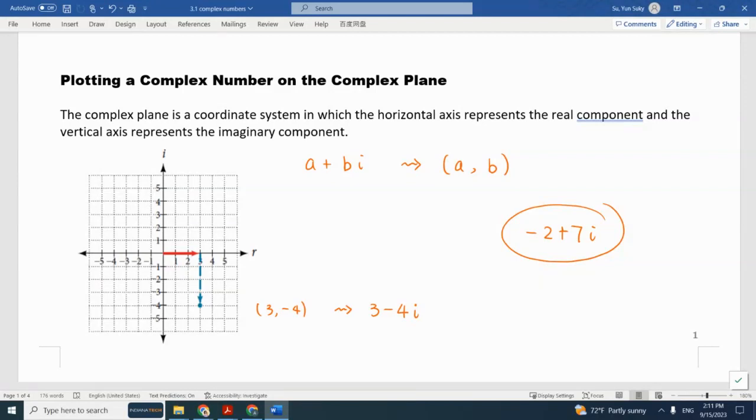Right? So we have the xy ordered pair, and it corresponds to a complex number. This is the complex number. The first coordinate is the real part. The second coordinate is the imaginary part. That's why -2 corresponds to -2, 7. So -2 is here, and you go up to 7. This is the point. Is that okay, everybody?